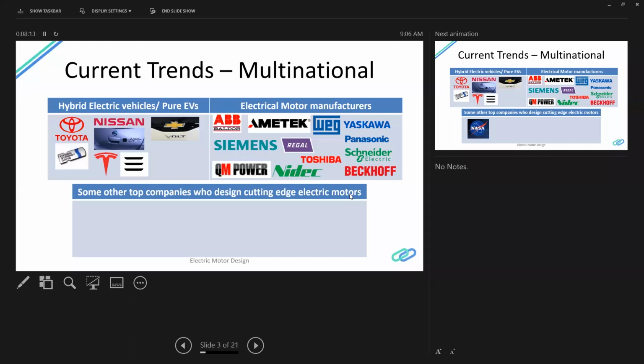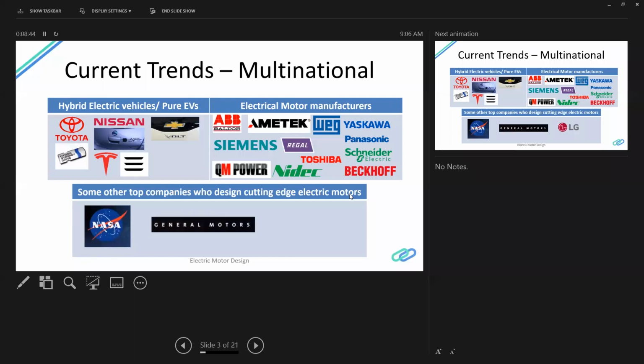There are some other companies. Obviously, NASA has designed some specific electric motors that work with, you can say, a lunar robot or a Mars rover. Their electric motors withstand higher altitudes and higher pressures. So there are several design considerations that go into electric motor design when you consider altitude, temperature, and pressure. It's environmental stuff when you're designing an electric motor.